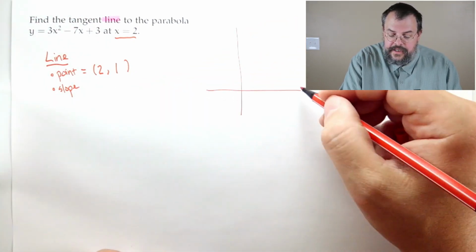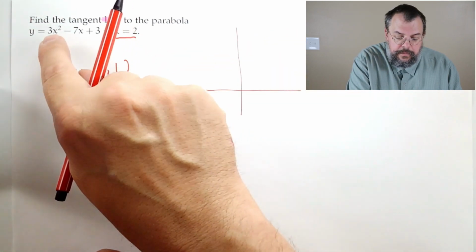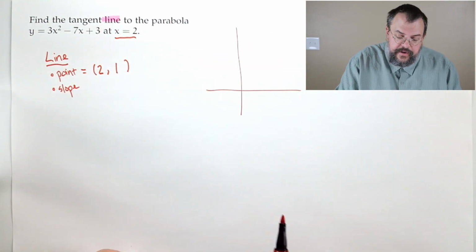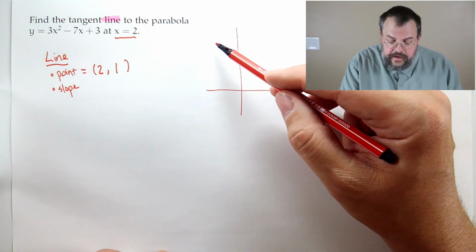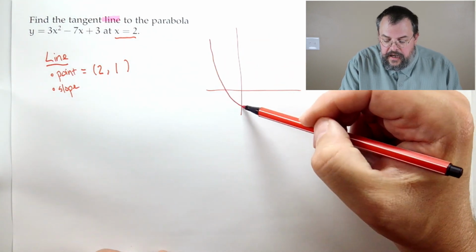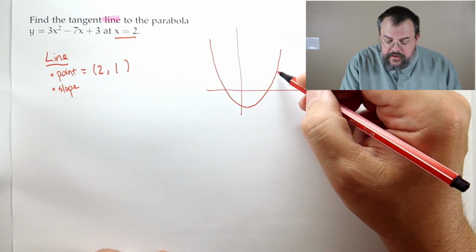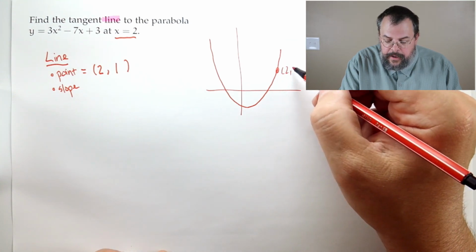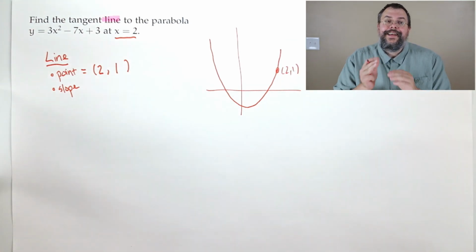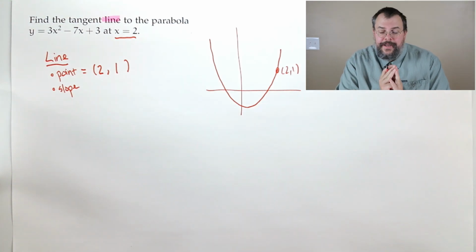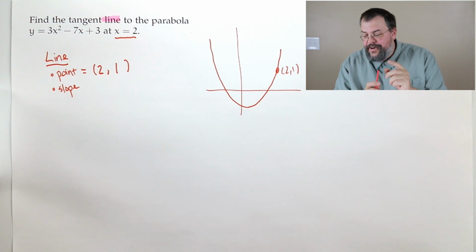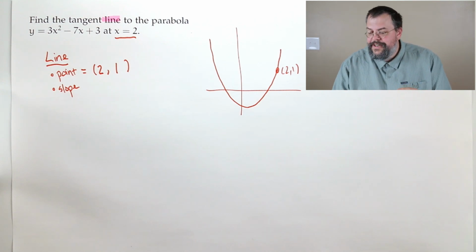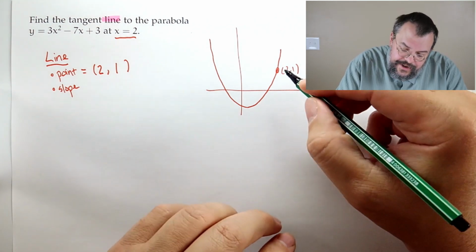So we have this parabola. It is opening up because it's a positive number in front of the x squared. And right now that's about as much as I can say. But it passes through something like here. So let's say this is the point (2, 1). Now what's the other thing we need? The other thing we need, and this is the important thing, is our slope.